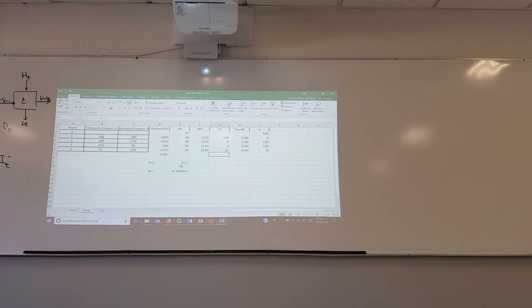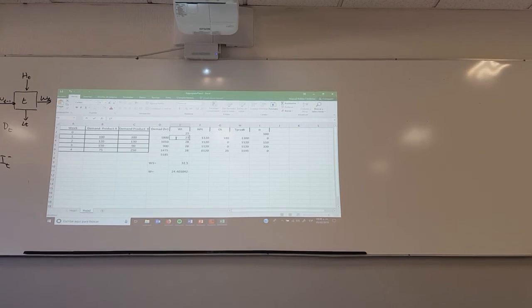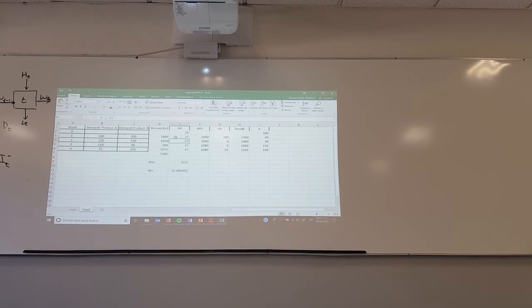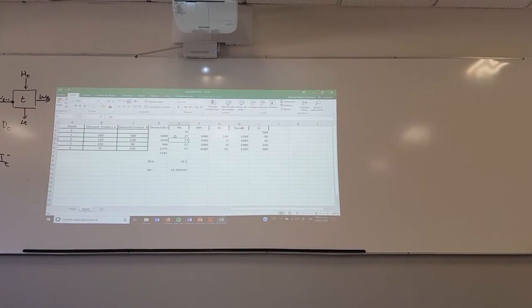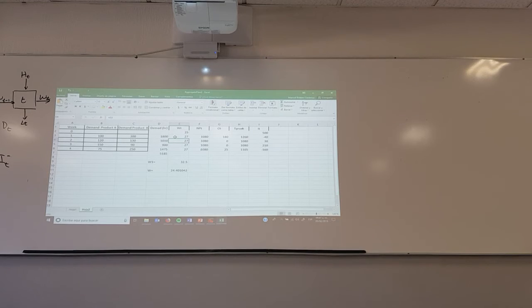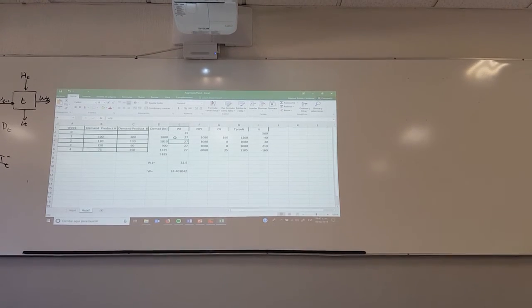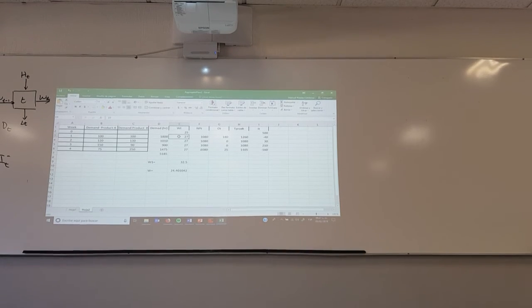The answer is no. We know that, because if I put 27 here, it is going to have a negative inventory. So 28 is the minimum number of workers, which is what the problem asks to do. So it's going to be 28.